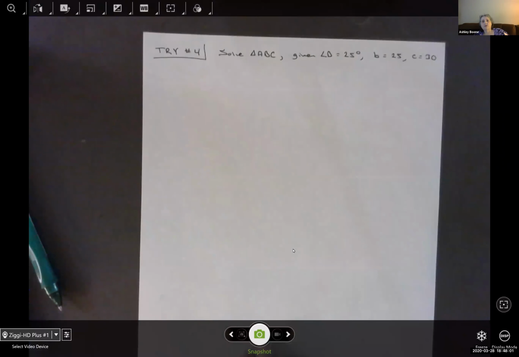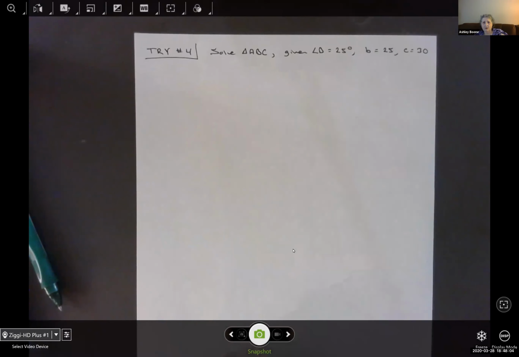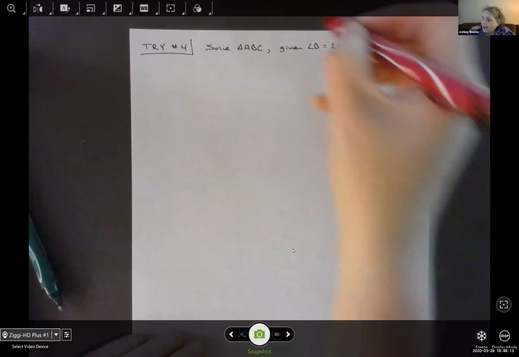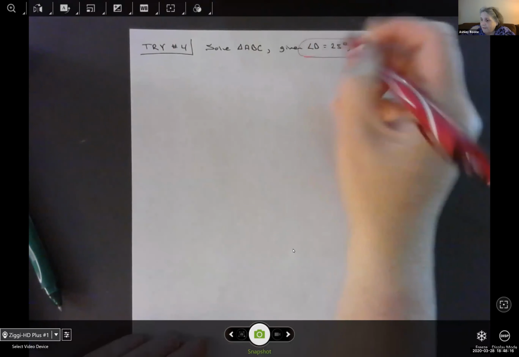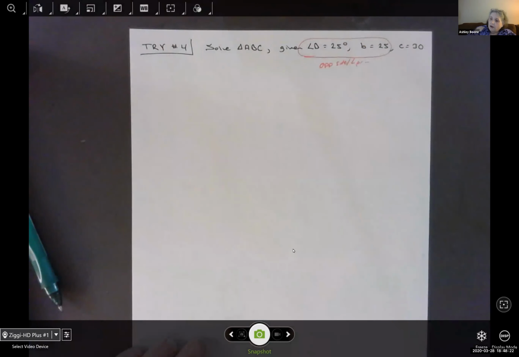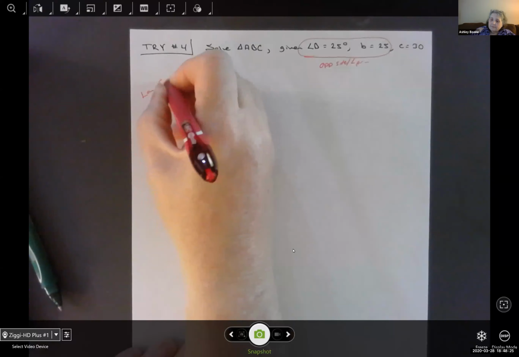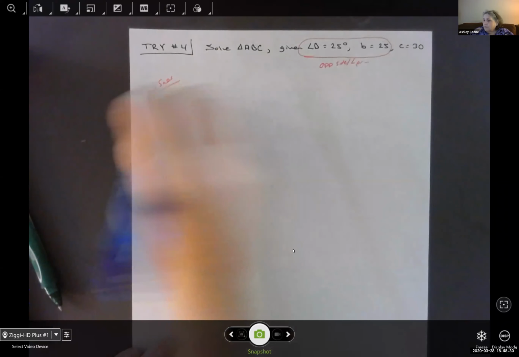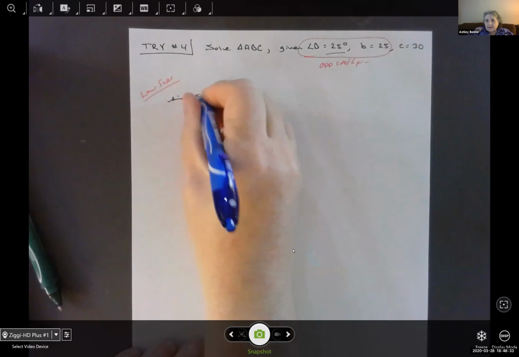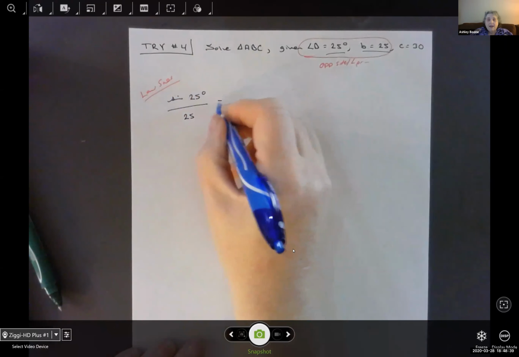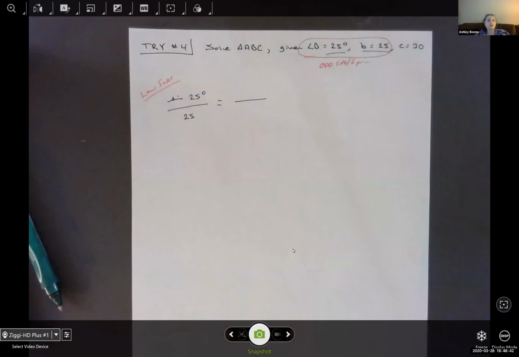Again, we want to solve a triangle given the angle B is 25 degrees, side B is 25, and side C is 30. Notice right here, we have angle B and side B, so we do have an opposite side-angle pair, okay? So by the law of sines, I can write the sine of angle B, which is 25 degrees, is to side B, which is a length of 25, as another fraction to help me get an equation started.